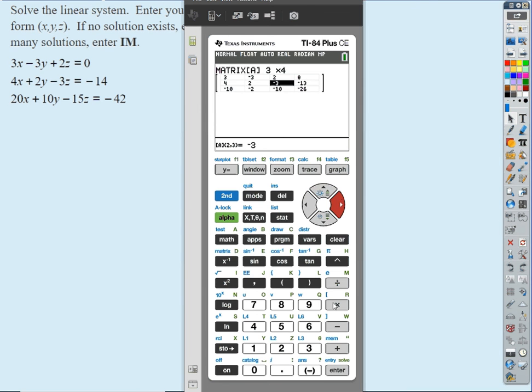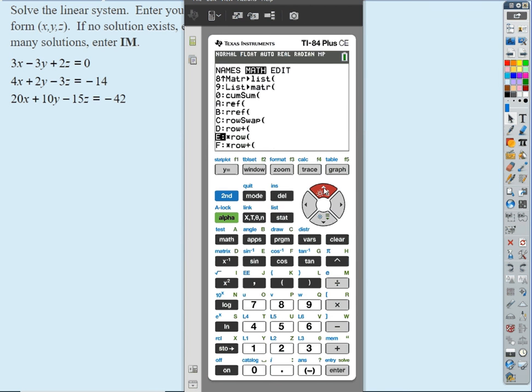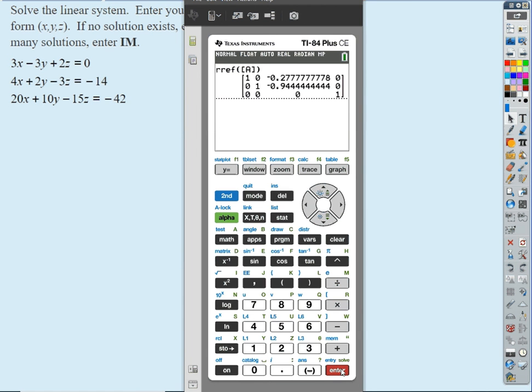So to answer your question, no. Here, Grayson, you read them off to me. Just one person so I can get them. What's the next one? 20, 10, 10, -15, -15, -42. -42. Okay, there we go. So there's our next matrix. So we'll quit. We'll go second, matrix, math, reduced row echelon form, second, matrix, A, close parentheses. Okay, what do we get?